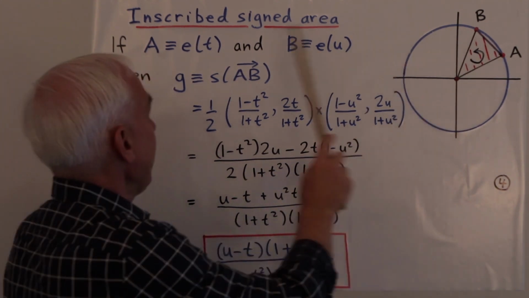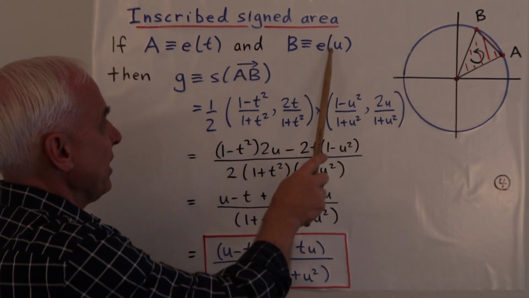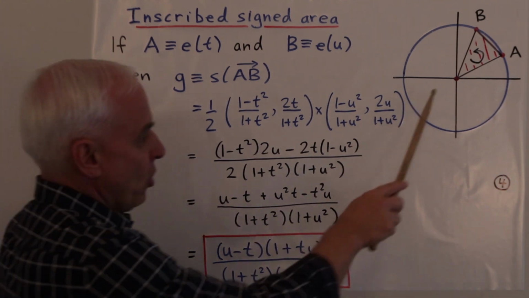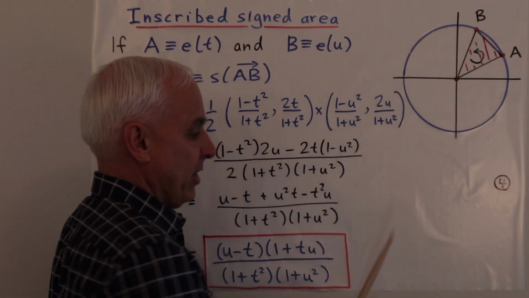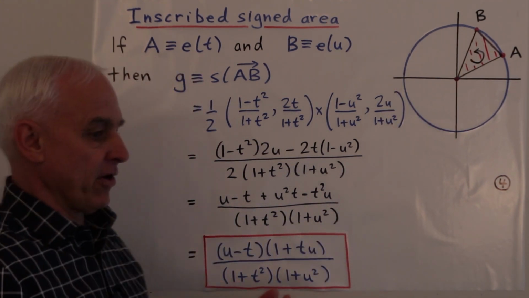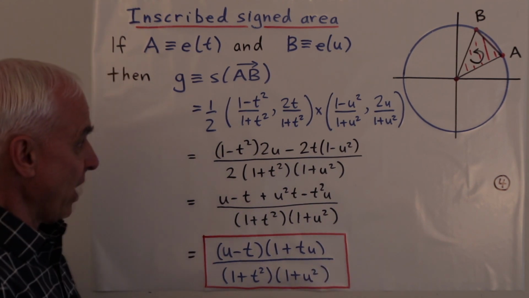Well, if A and B are E of t and E of u respectively, then we know what these vectors are, and we can just use the formula for the signed area of a basic triangle.